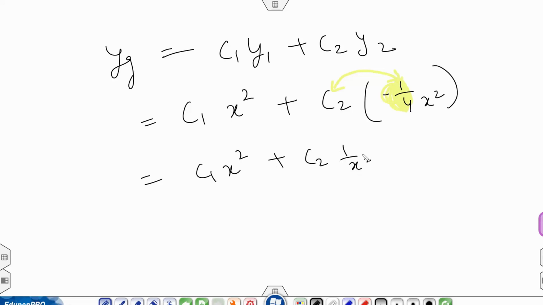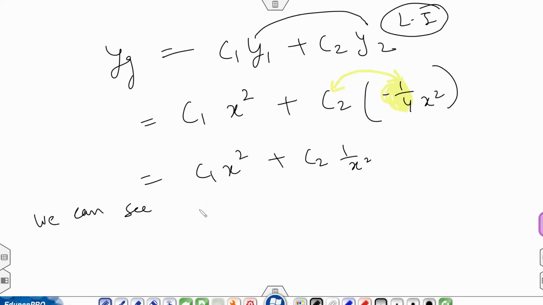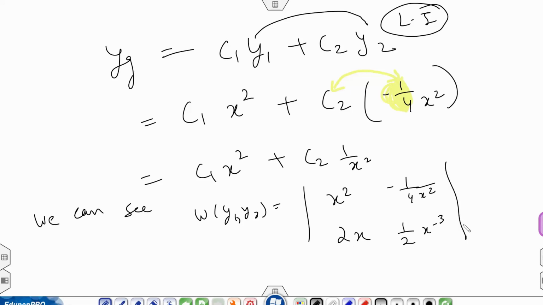Now you can easily check that these both are linearly independent. I told you that we can write the general solution of homogeneous differential equations like this only if y1 and y2 are linearly independent. So you can easily check that these both are linearly independent by finding out the Wronskian. I'll just show you the Wronskian of y1 and y2. Let me take the whole y2 and 2x. Okay, so now just find out the Wronskian.